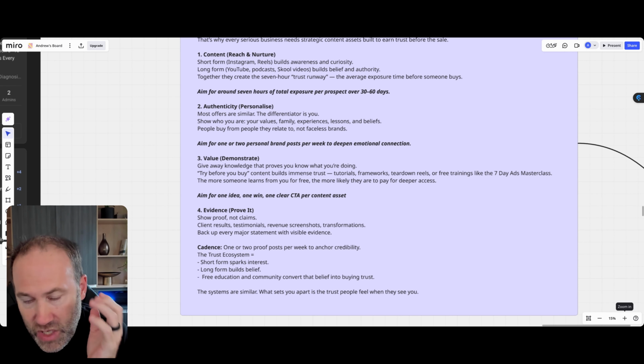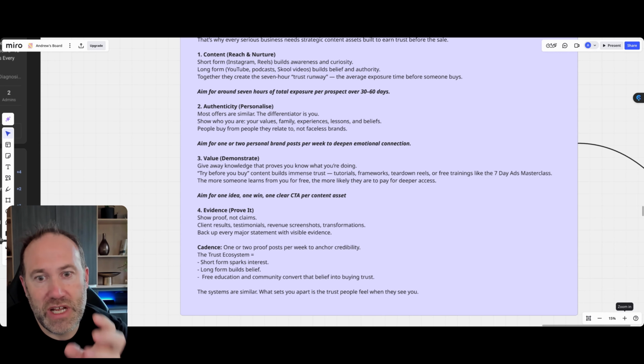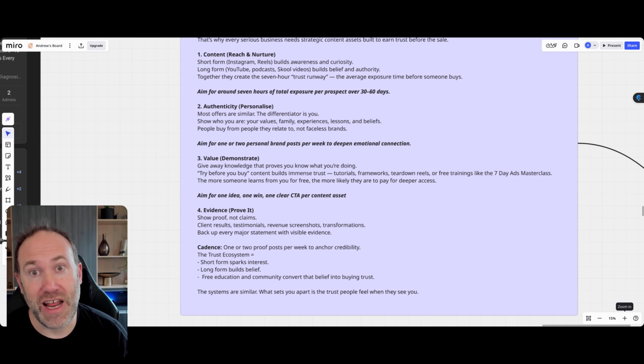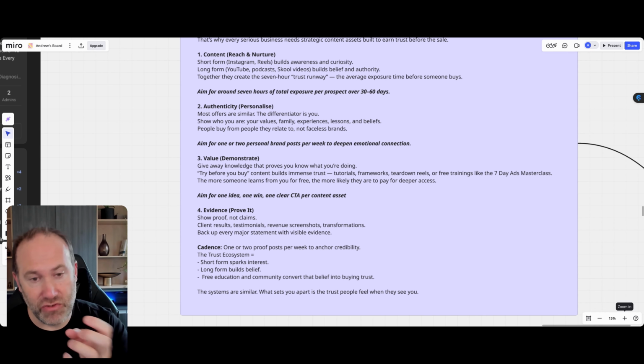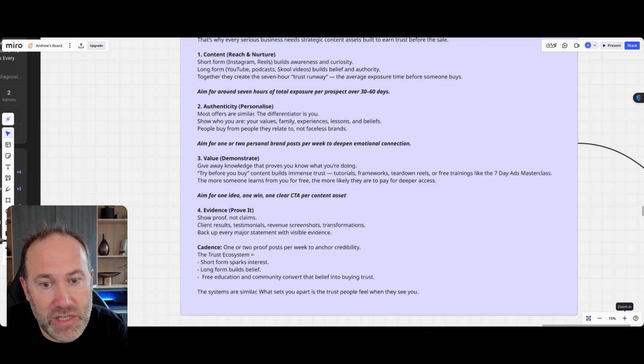So keep it really simple. Just aim for one idea, one win, one call to action per content asset. And I really encourage you to think about your content as assets, strategic assets that drag people in, get people ready to buy from you.